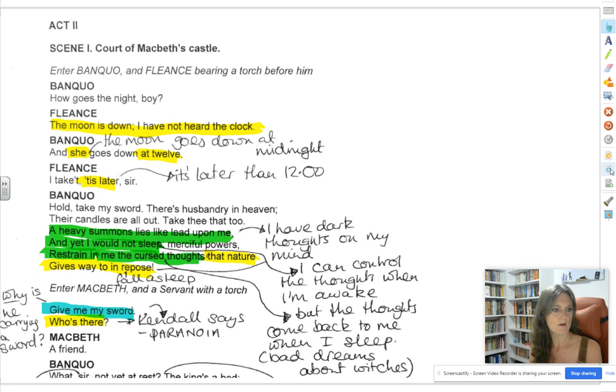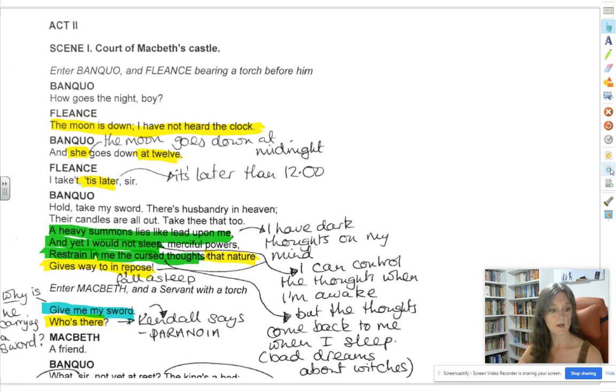Banquo: What time is it, Fleance? How goes the night, boy? Fleance: The moon is down. I have not heard the clock. Banquo: And she goes down at twelve. Fleance: I take it 'tis later, sir. Banquo: Hold, take my sword. There's husbandry in heaven. Their candles are all out. Take thee that too. A heavy summons lies like lead upon me, and yet I would not sleep. Merciful powers, restrain in me the cursed thoughts that nature gives way to in repose.